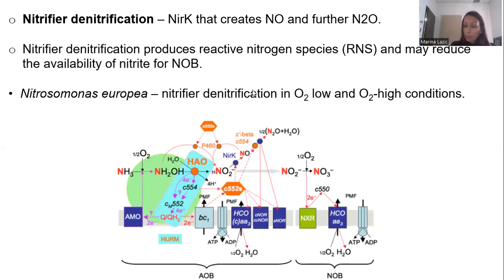It's like integration between anaerobic and aerobic metabolism. The picture here is very complicated, and don't even try to memorize it. It's just showing you how respiration, or the electron transport chain, looks in ammonia oxidizers, just illustrating how complete denitrification happens with ammonia oxidizers and nitrite oxidizers.